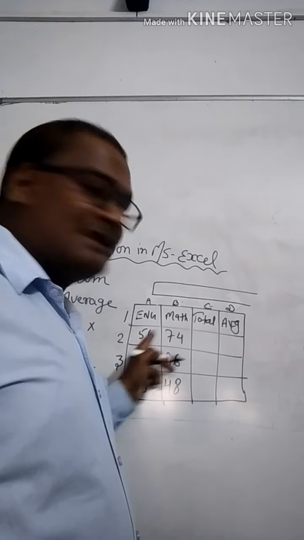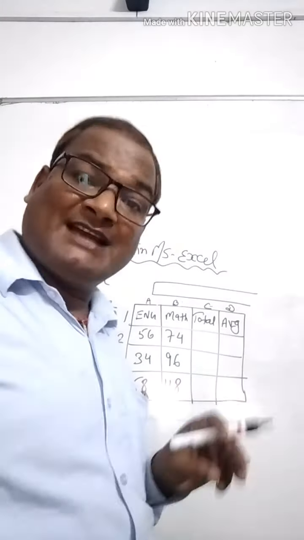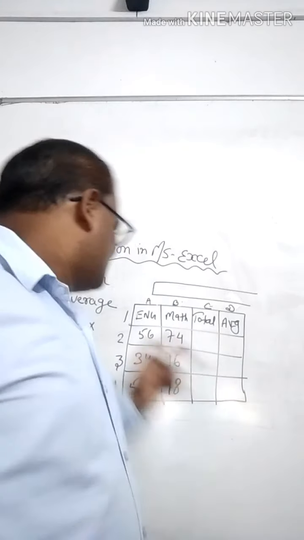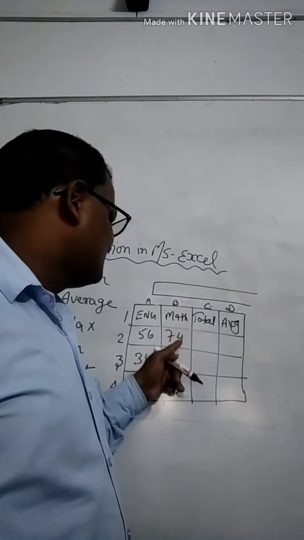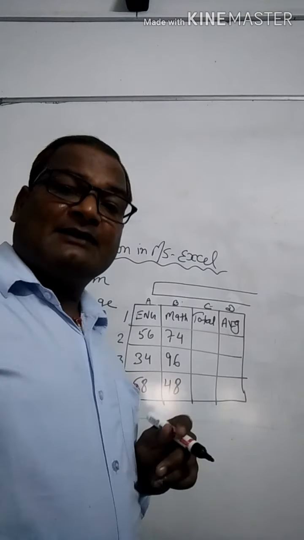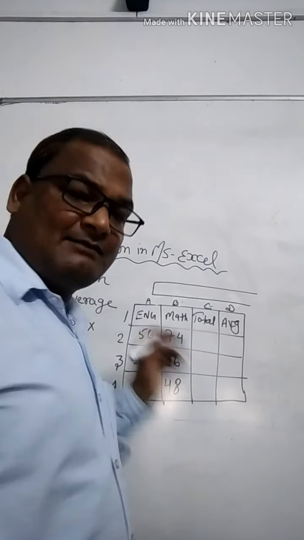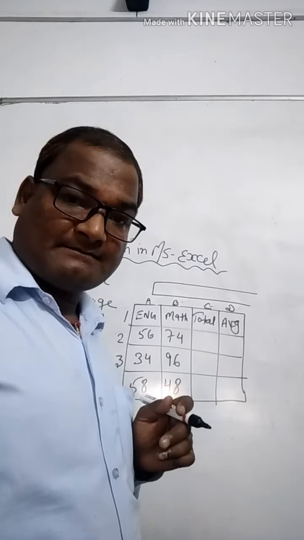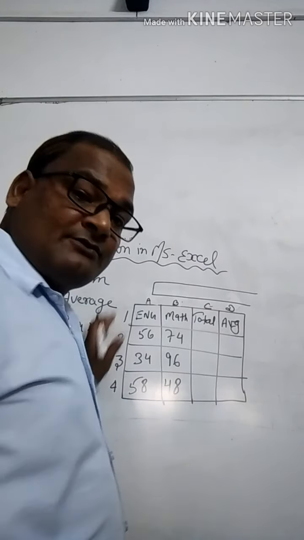We are adding the numerical values. You should know that we can perform arithmetical operations on numerical values, not on text values. So what is the address of this? A2, and of this, B2. So to find the total of the given numbers, we first of all find the cell address.